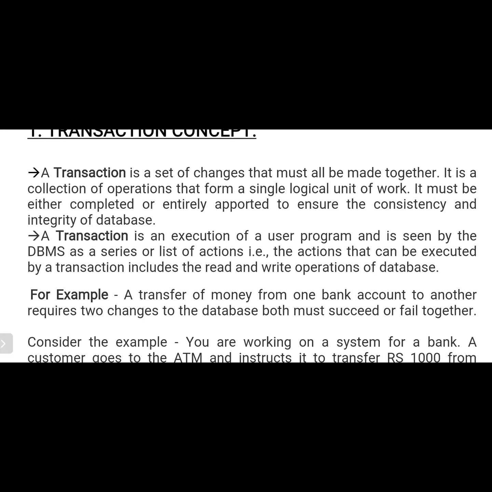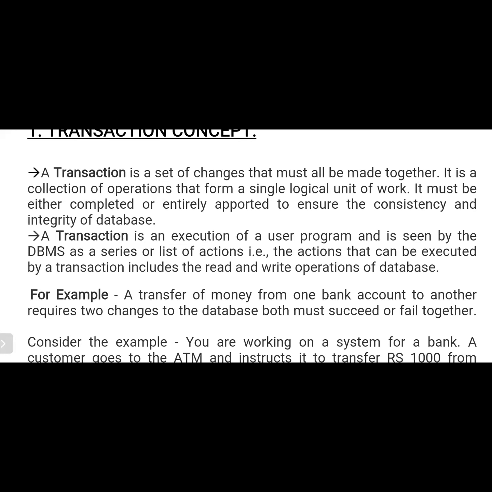Okay, so first of all, a transaction is an execution of a user program and is seen by the DBMS as a series, a list of actions. So what is a transaction? A list of actions. The actions that can be executed by a transaction include read and write operations on the database. That means whether we read the data from the database or write the data to the database.